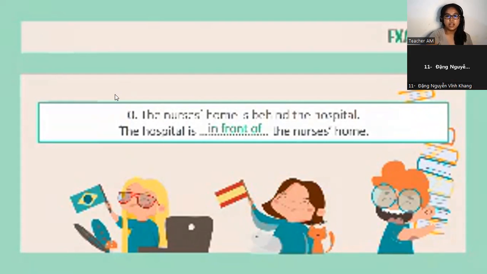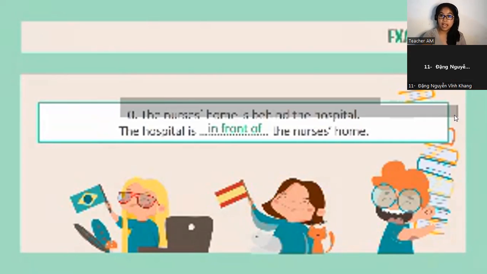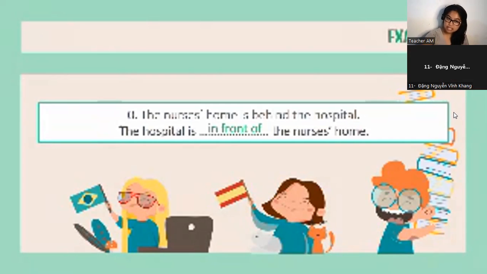Okay. So the answer here is: the hospital is in front of the nurse's home, because the sentence is the nurse's home is behind the hospital. That means that the hospital is in front of the nurse's home. So they have the same meaning. That is how you're going to do the task here.